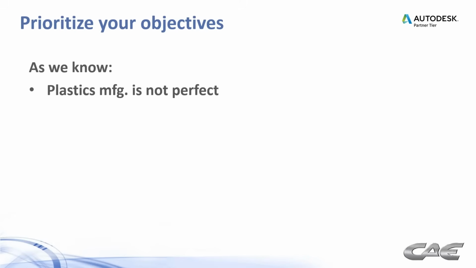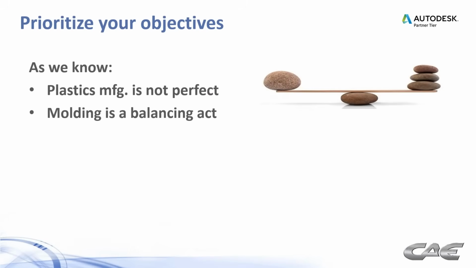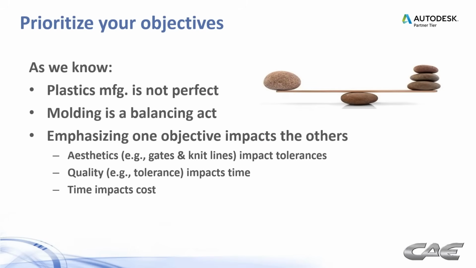And as we know, anybody that's spent any time in the plastics industry knows that plastics manufacturing is not perfect. There can be a lot of slop and there can be a lot of black art to it. It's really a balancing act. And what I mean by that is that when you emphasize one objective, it can often impact the others.